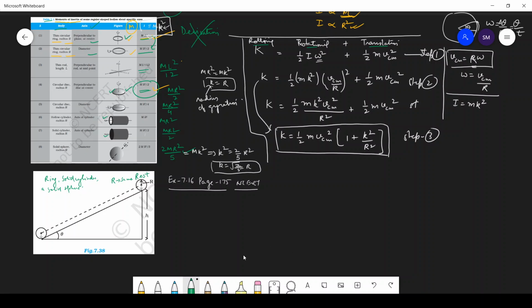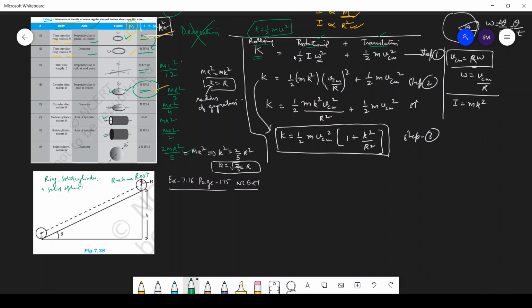So students, when we have this rolling motion, we have two kinds of motion: rotational motion and translational motion. So the total kinetic energy of the body which is rolling down has rotational kinetic energy as well as translational kinetic energy. We have studied the formula earlier: kinetic energy is equal to half mv square.